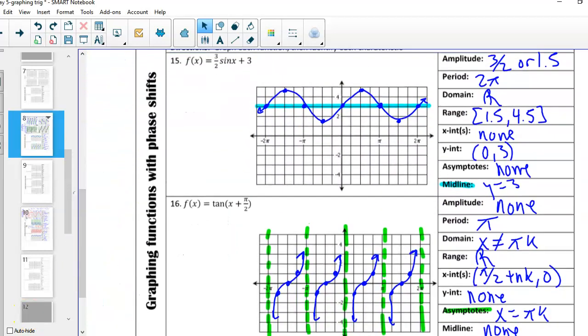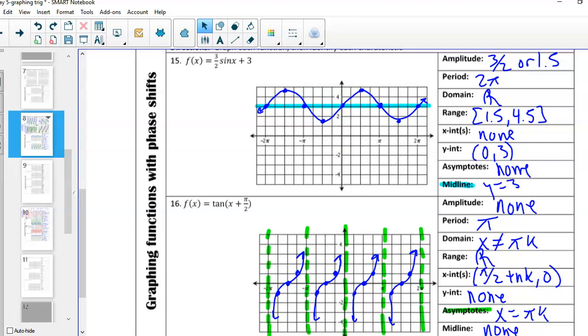Alright, I have your answers up here. 15 and 16 didn't do a whole lot. The period didn't change for either. So for 15, it was just moved up and vertically stretched. For 16, really just everything shifted.